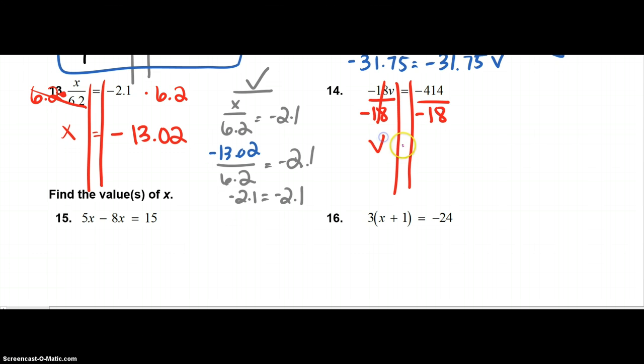We're left with v equals negative 414 divided by negative 18, which will be a positive number. So we'd have 18 as our divisor, 414 as our dividend. And we should end up with 2 times 18 will be 36.